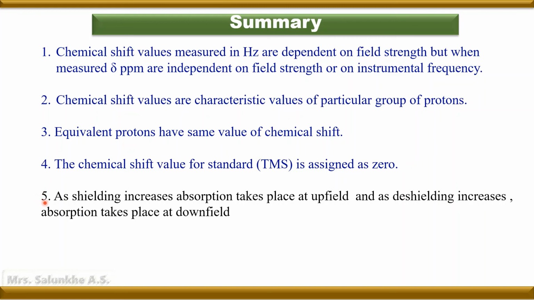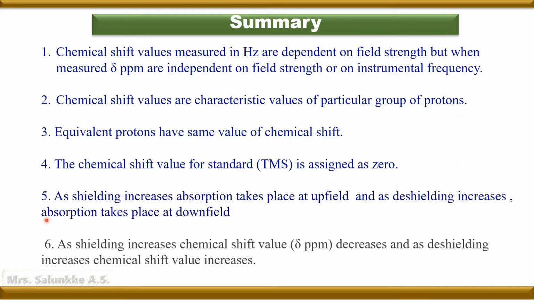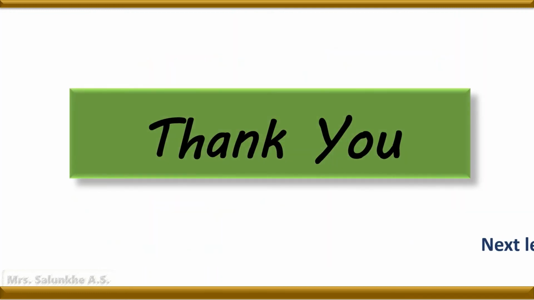As shielding increases, absorption takes place upfield, and as de-shielding increases, absorption takes place downfield. Therefore, for shielded protons, chemical shift values are less, while for de-shielded protons, chemical shift values are more. That is, as shielding increases, chemical shift value decreases, and as de-shielding increases, chemical shift value increases. Thank you.